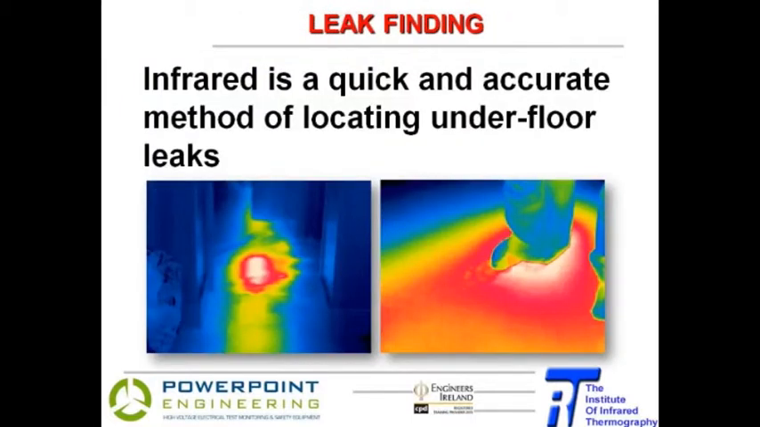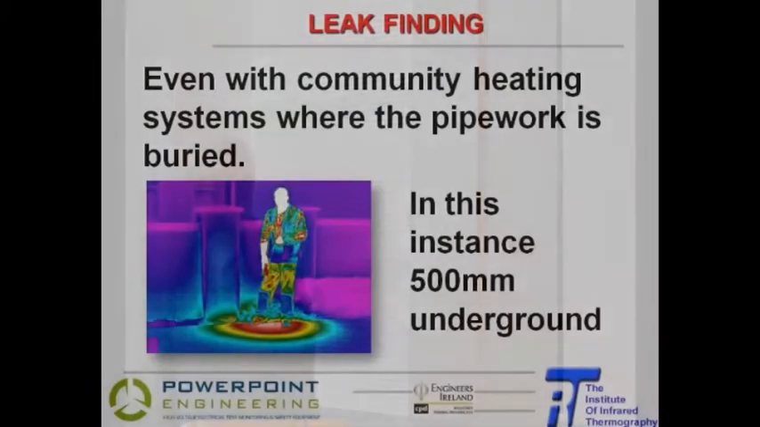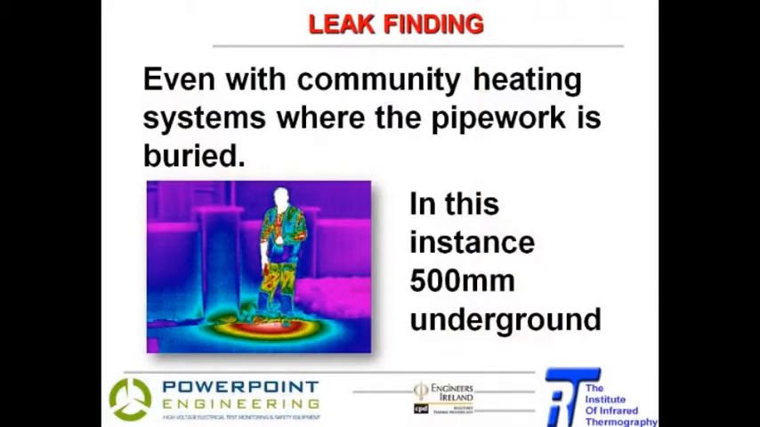For leak finding, it's a very quick and accurate method of locating underfloor leaks. And again, you couldn't do it any other way. And you can pinpoint within probably 50, 80 millimetres where that leak actually is. And again, it could be some distance under the floor. Community heating system. That particular leak was 500 millimetres under the ground. And yet it showed up very readily using infrared thermography.